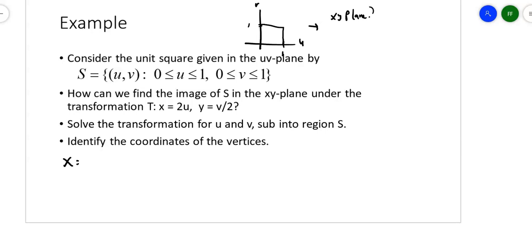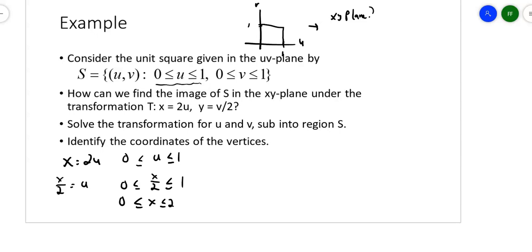Well, if x is equal to 2u, and I divide both sides by 2, then x over 2 is equal to u. Well, the problem up on top here says the u's went from 0 to 1. So replace that u with an x over 2, and x over 2 goes from 0 to 1. Multiply everything through by 2, and I get 0 less than or equal to x less than or equal to 2. So in the xy plane, the x's went from 0 to 2.